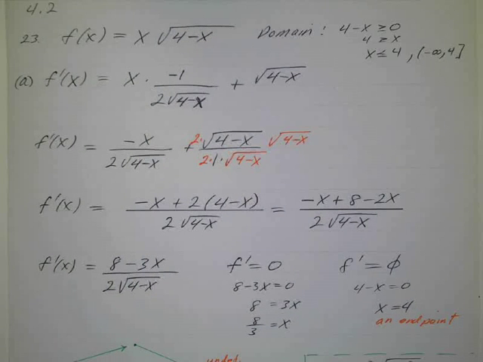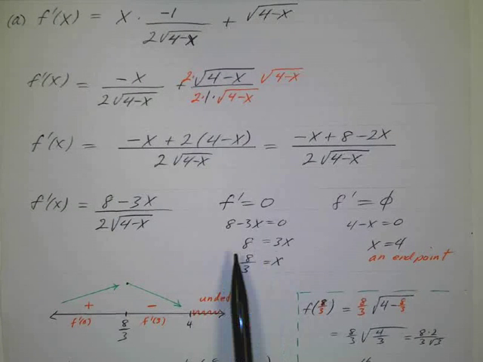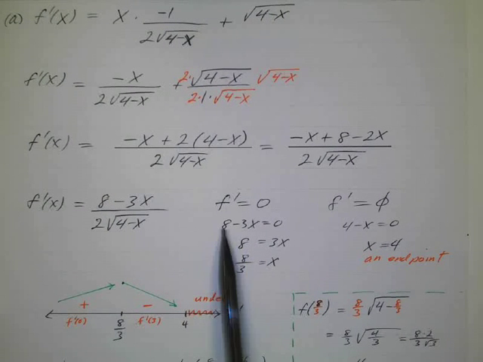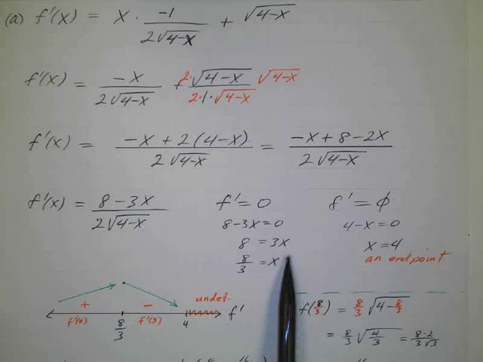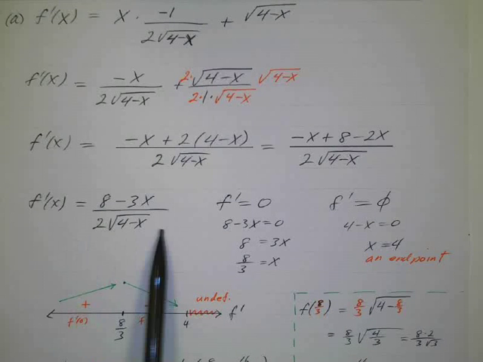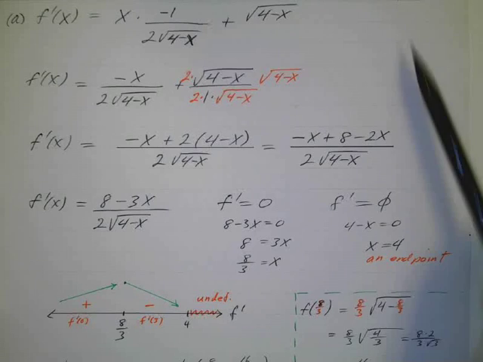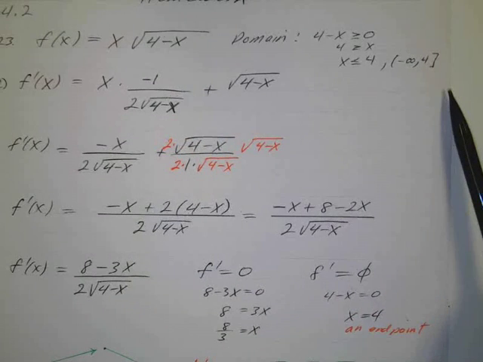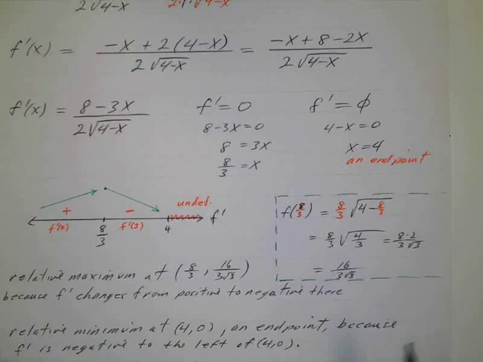Okay, so there's our derivative. We did some algebra to simplify. Now, where is that equal to 0? Well, it's equal to 0 when the numerator is equal to 0. So 8 minus 3x equals 0. Add 3x to both sides, and then divide by 3, so x equals 8/3. Where is it undefined? When the denominator is equal to 0, so that's when x equals 4. Now, that is the endpoint. If we remember our domain from up here, that's our right endpoint. So keep that in mind.